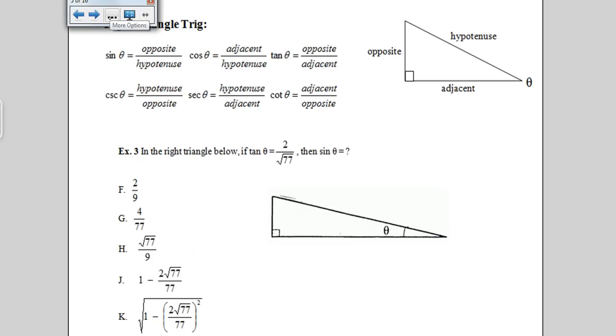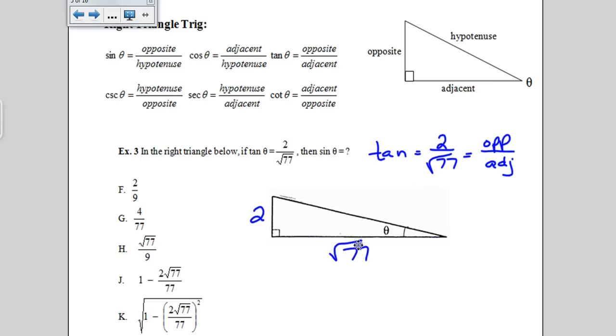Okay, the next question says, if the tangent of theta is 2 over the square root of 77, what is the sine of theta? So let's think about what they gave us. They told us the tangent is 2 over square root of 77. Well, the formula for tangent is opposite over adjacent, which means that the opposite side of theta I could label as a 2, and then the adjacent side I can label as the square root of 77. Now they want to know something totally different. They want to know the sine.